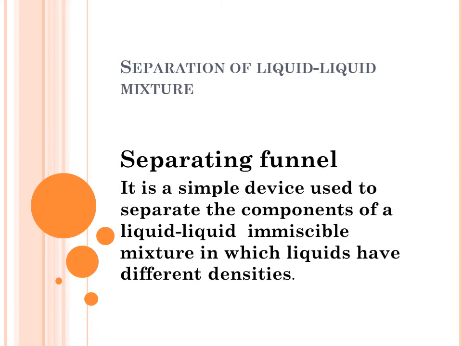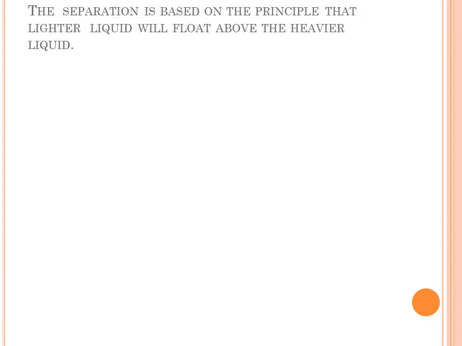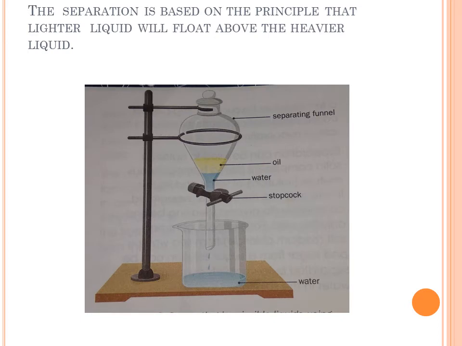A mixture of immiscible liquids, that is emulsions, can be separated using a separating funnel. The separation of emulsions is based on the principle that the lighter liquid will float above the heavier liquid. See the picture of a separating funnel. A separating funnel is a glass bulb with a tap called stopcock attached to its bottom. The stopcock is used to control the flow of the liquid.